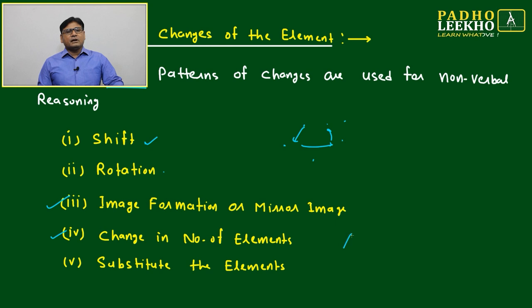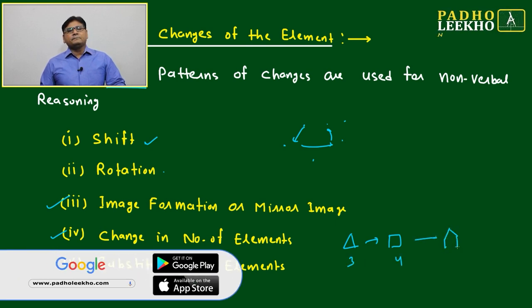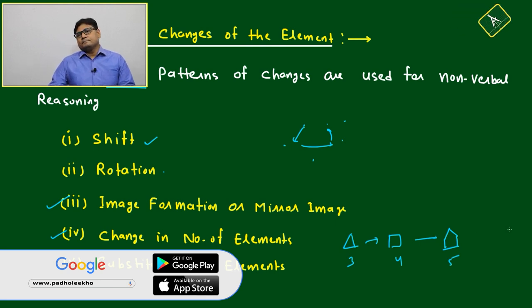Like just suppose earlier one figure is there, now it has become like this. What is happening here? Here number of vertices 3, here it is 4. Next it must be 5. Next it will be 6.